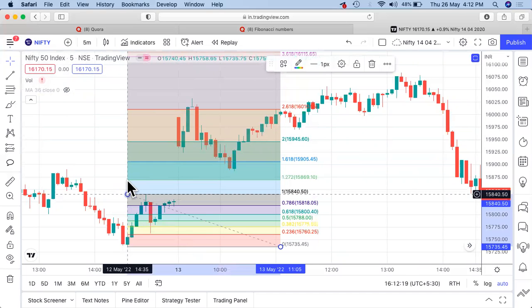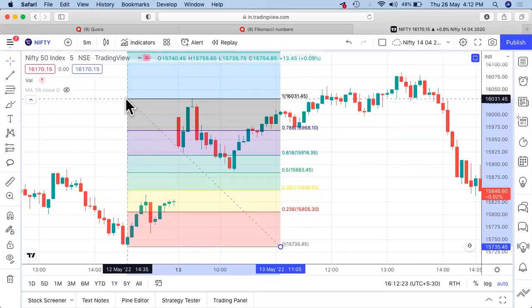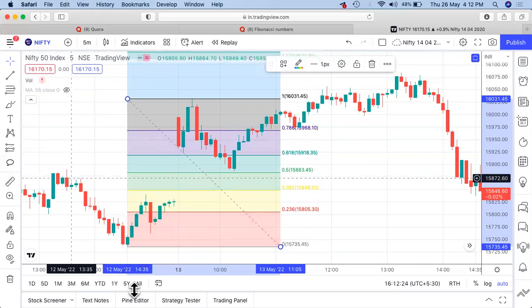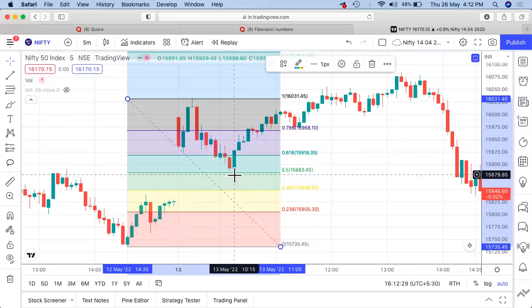Again, I go from this low to this high, right? So from this low, I got this high and I again got a retracement, which is there up to 0.5, right? See, what happens is mostly, much of the time, the market does come down between 0.5 and 0.236.